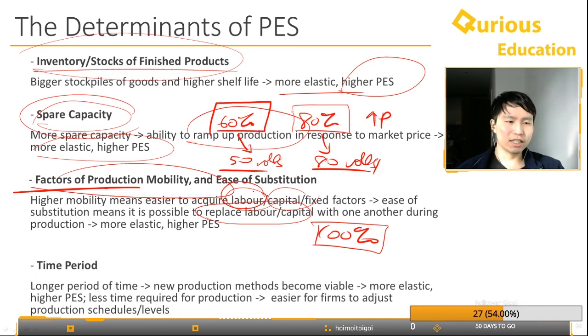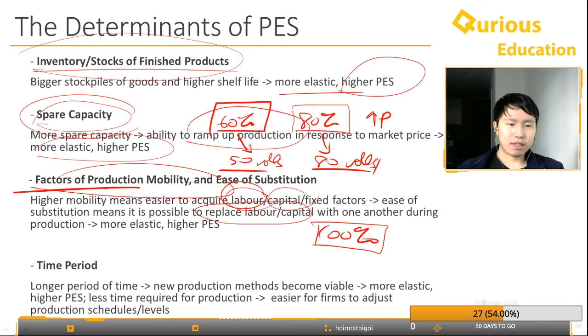But in some industries, it's impossible, right? You cannot have an entirely manual process in the production of cars because there are so many car parts. So you must need some machines. Then in that case, you would be less flexible, or your supply would be less elastic.